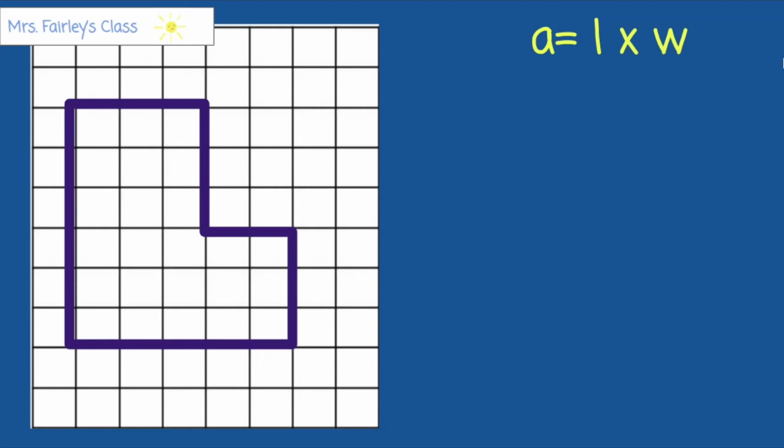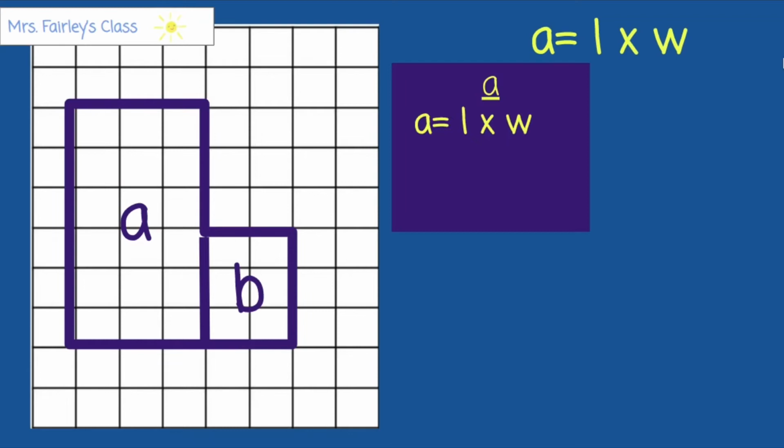For that reason, we're going to divide this shape into 2 rectangles. We'll call this large rectangle A and this little guy B. Let's look at A first. We'll use our formula, length times width. The length is 6 because it's 6 squares tall. The width is 3 because it's 3 squares wide. If we multiply those numbers together, we'll find an area of 18 centimeters squared for that large rectangle.